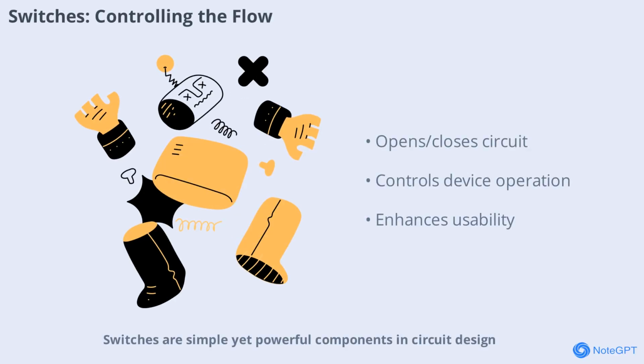Switches are simple yet powerful components in circuit design. They control the flow of electricity by opening or closing the circuit. This allows users to turn devices on or off with ease. Switches come in many forms, from basic toggles to advanced electronic switches. Including the right type of switch in your design can greatly enhance usability and safety.